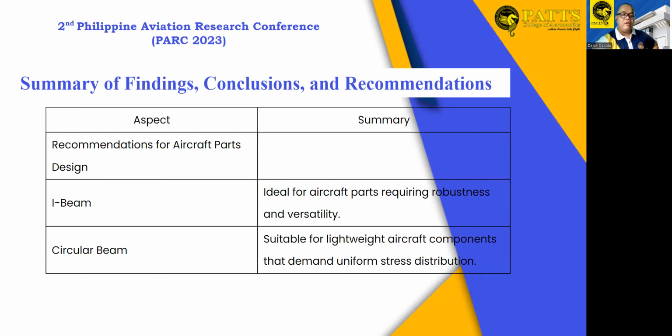Now, some of the recommendations for aircraft parts design based on the recommendations mentioned before. We have I-beams. They are ideal for aircraft parts requiring robustness and versatility. Circular beams are suitable for lightweight aircraft components that demand uniform stress distribution.